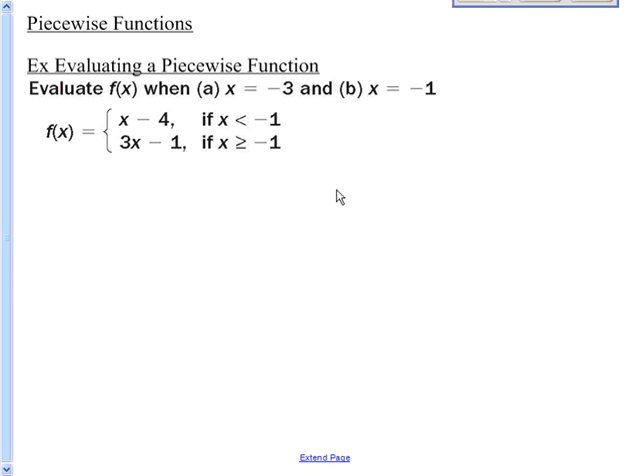Today we're going to talk about piecewise functions. We're going to represent some piecewise functions. We're going to evaluate them. We're going to graph them. We're going to write equations for them.